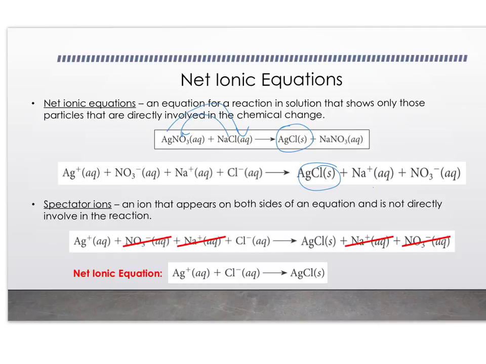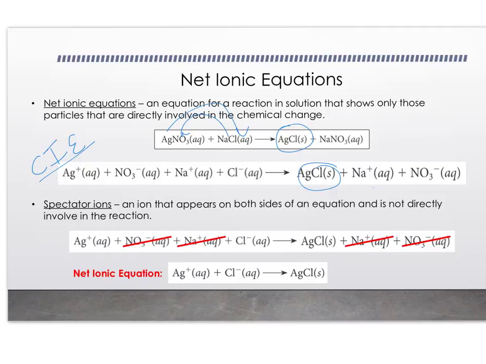Again, we need to keep track of the states of matter and all the charges, so you have to carry down everything. This is going to be your complete ionic equation because it's going to show you completely every single ion that is within this water. The spectator ions are ions that appear on both sides of an equation, but they are not directly involved in the reaction. So we have to be able to locate which ions are on both the left and the right with the same amount and the same charge.